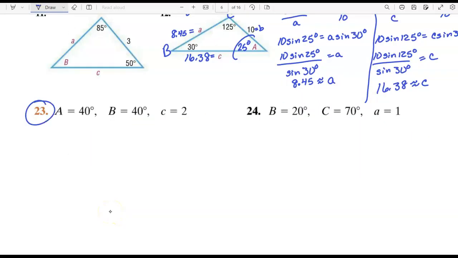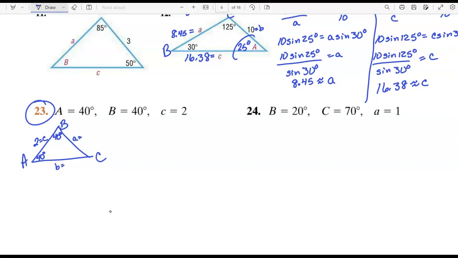So let's do another one. Let's look at 23. And it's going to help if we draw a picture of what's going on. So I'm going to draw a triangle. I'm going to call it A, B, and C. So A has an angle of 40 degrees, B has an angle of 40 degrees, and side C, which is this one, is equal to 2. So this is side A and this is side B.